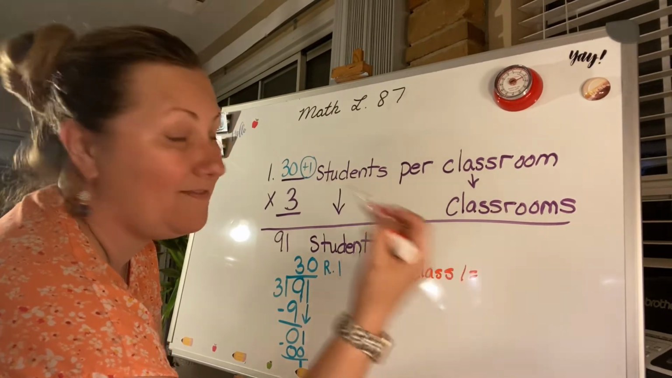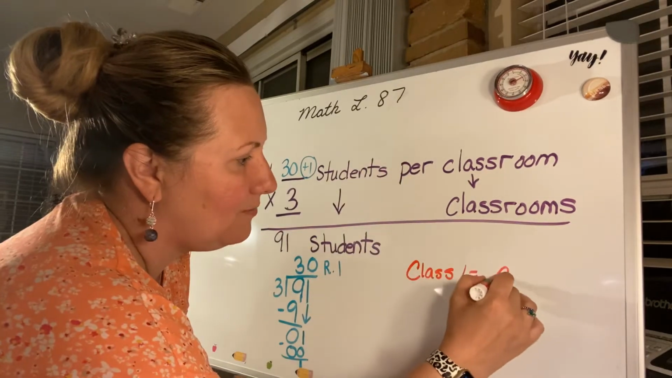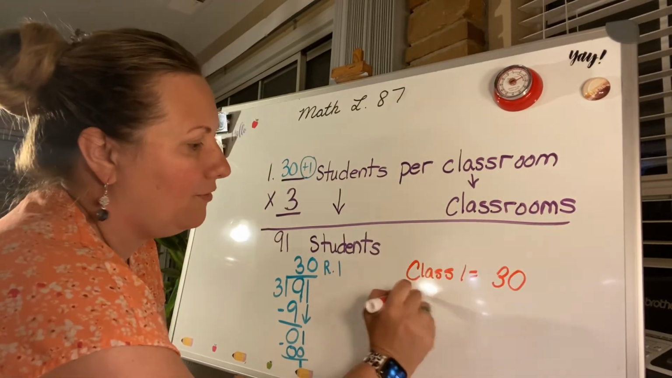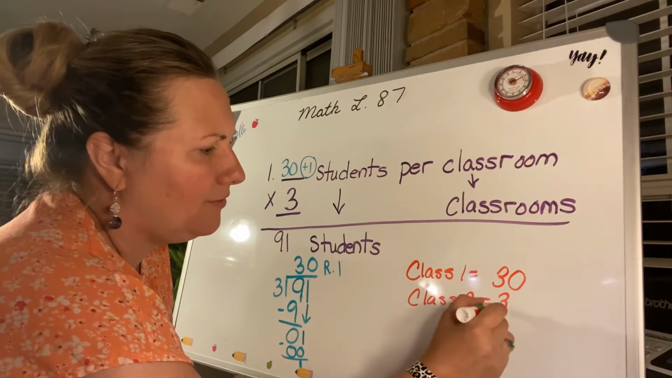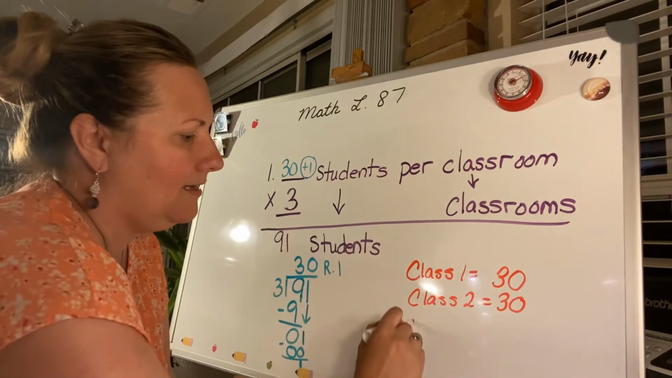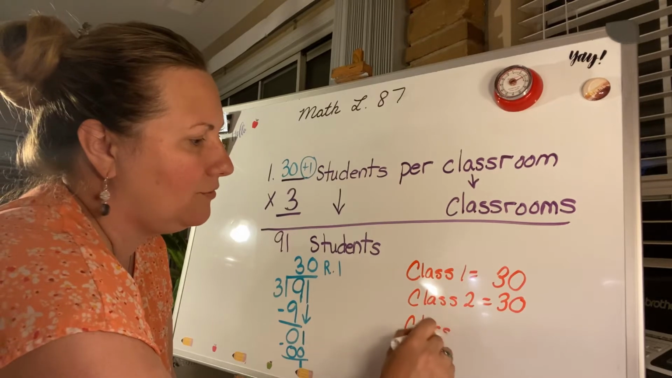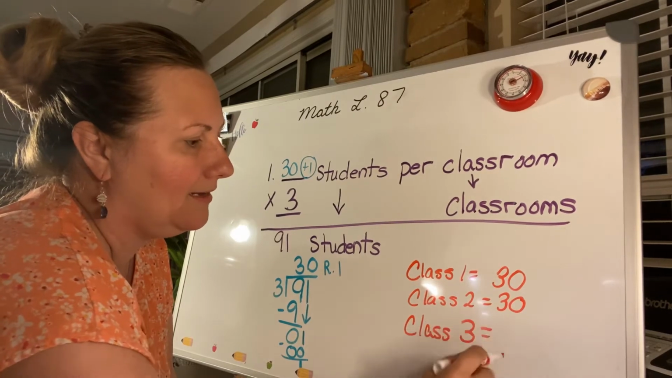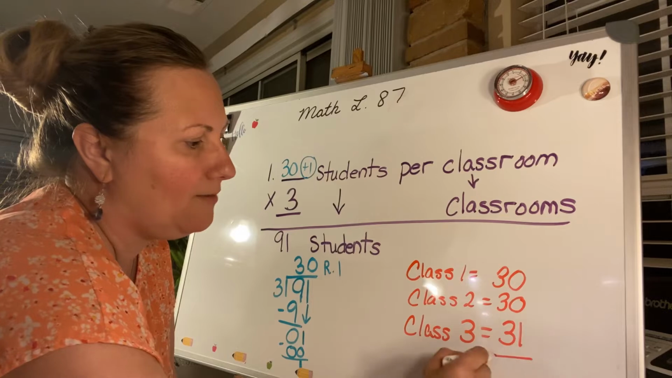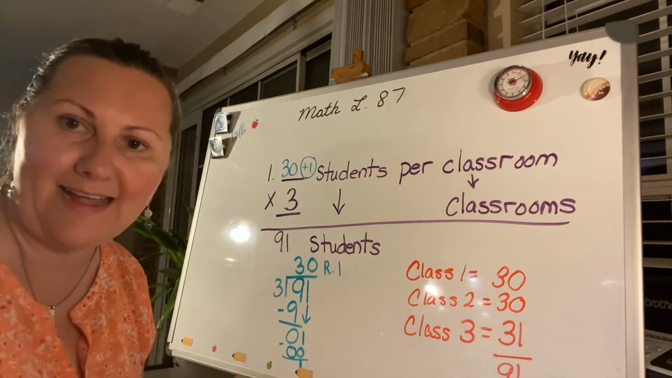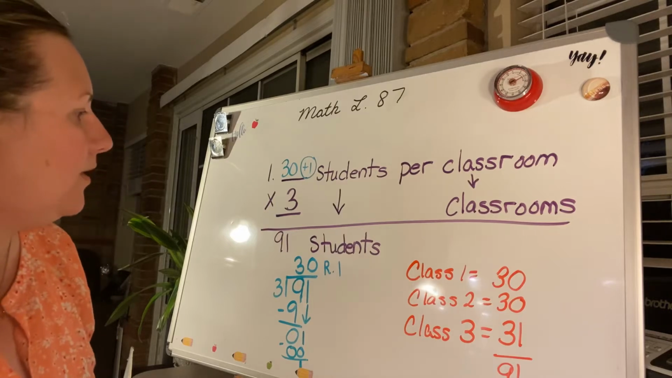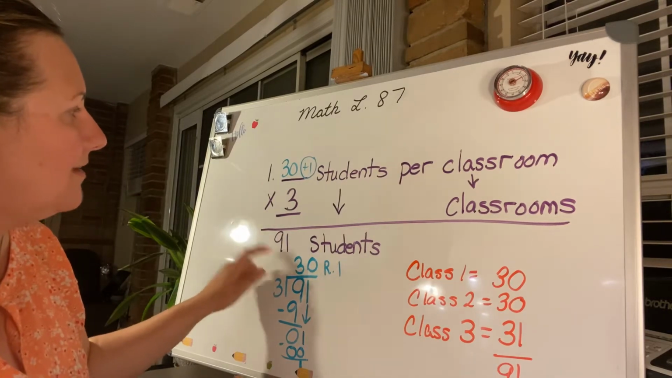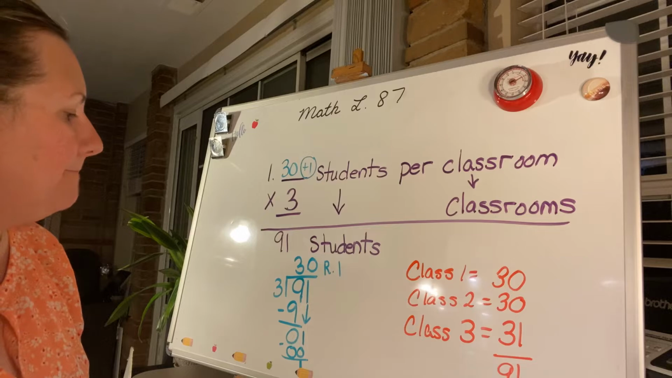Class 1, we have 90 students. So can't we say classroom number 1 can have 30? Classroom number 2 can also have 30. That's 60. And what about classroom number 3? What if they have 31? Couldn't that give us 91 total students, which is what we have? So 1 extra student, right?